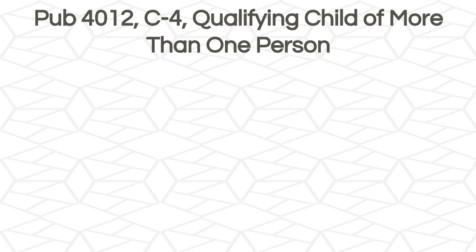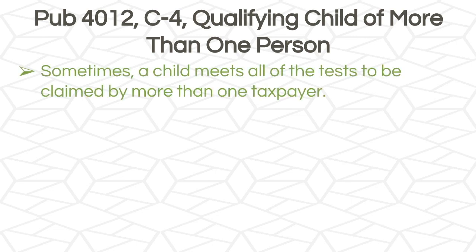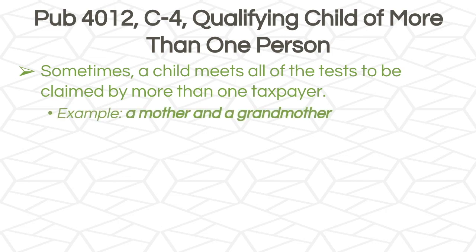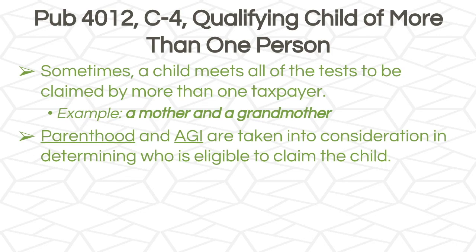Now let's talk about if a qualifying child is a qualifying child of more than one person. So sometimes a child will meet all the tests to be claimed by more than one taxpayer. For instance, if there's a mother and a grandmother that can both claim the same child. In that case, parenthood and AGI are taken into consideration. And this is how we'll determine who's eligible to claim the child. So if the child meets all the tests for 2 people, we're going to consult page C4, and it will give us more instruction about who can actually claim the child.